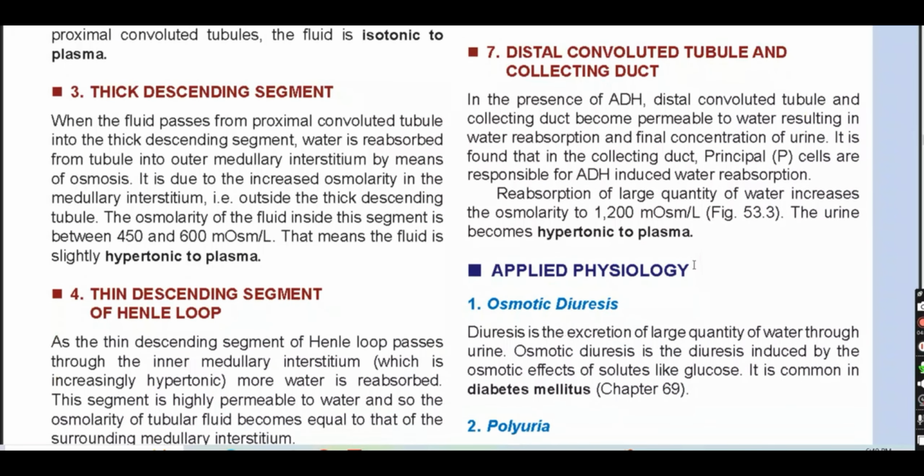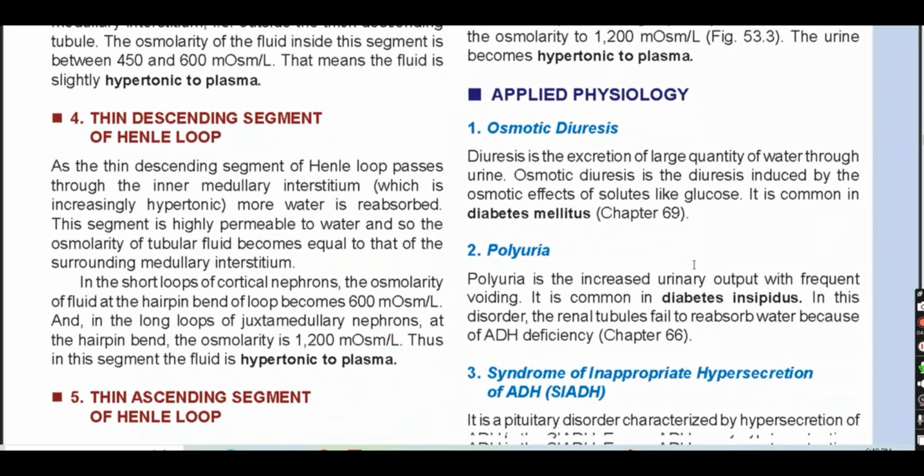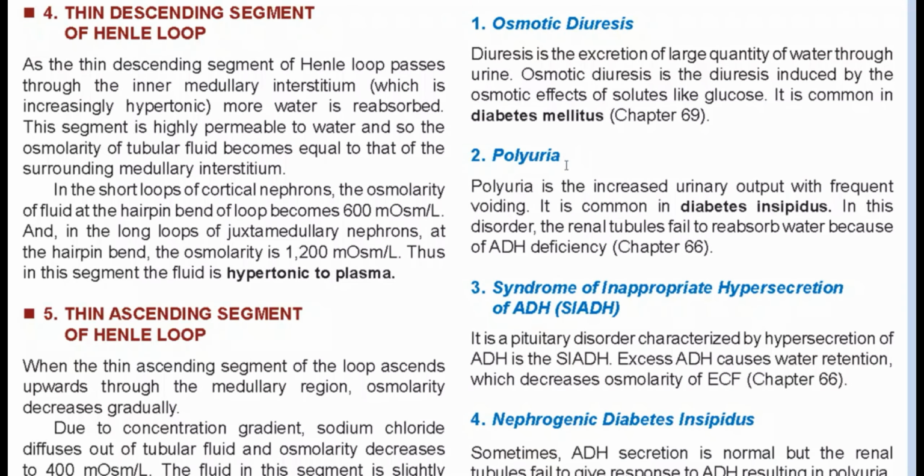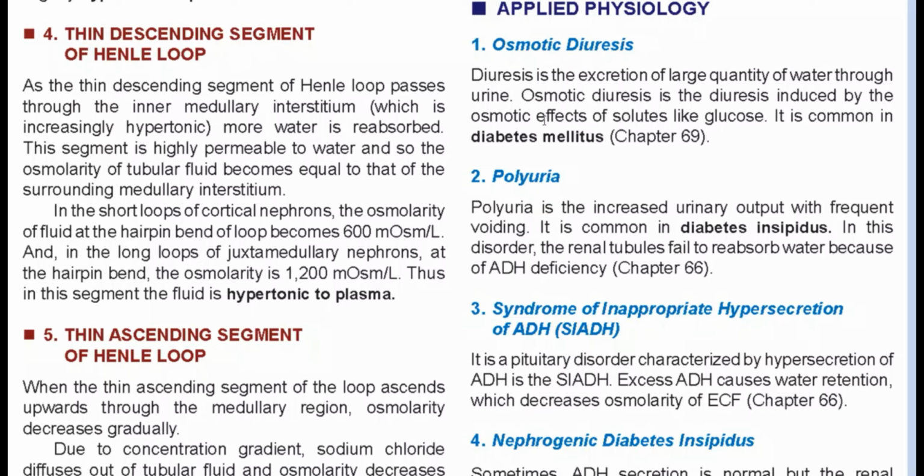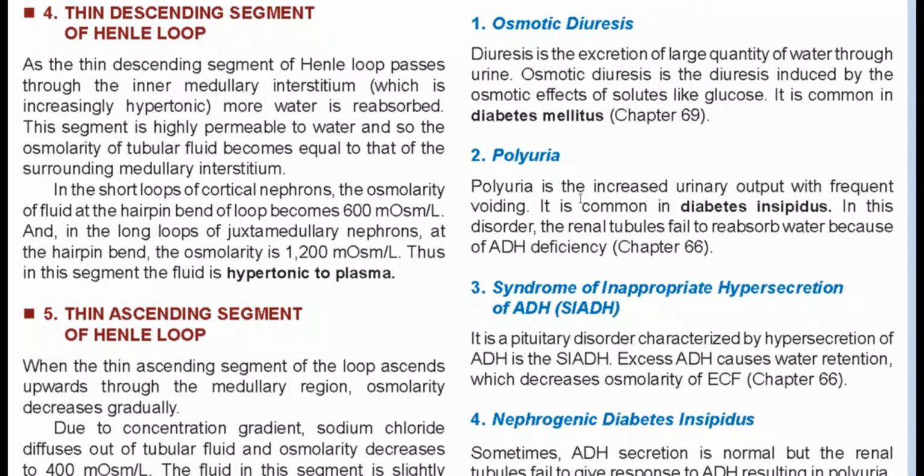Now, one important thing we also want to discuss here is applied physiology, osmotic diuresis. Diuresis is the excretion of a large quantity of water through the urine. Osmotic diuresis is diuresis induced by osmotic effects, like glucose. It is common in diabetes. The second type of disorder is called polyuria. Polyuria means frequent urination, and it is common in diabetes insipidus patients. It occurs due to dysfunction of the ADH hormone; at that time the renal tubule fails to reabsorb water, and therefore water is excreted.